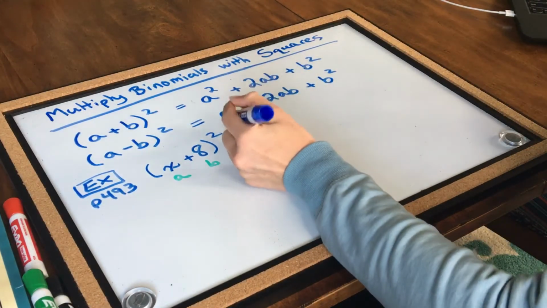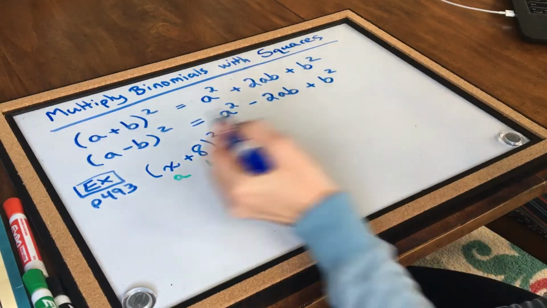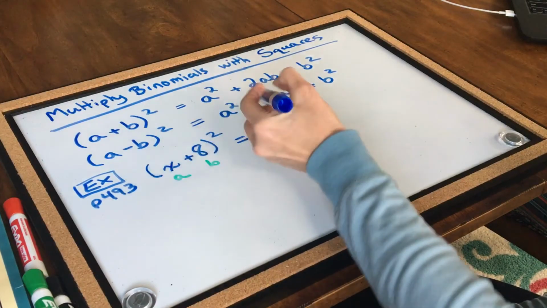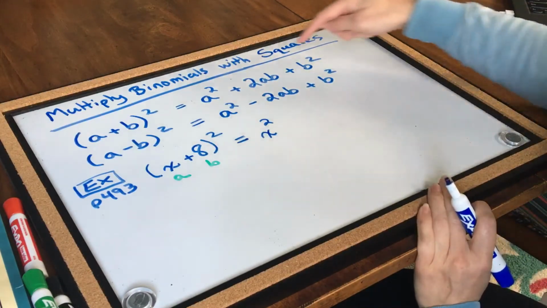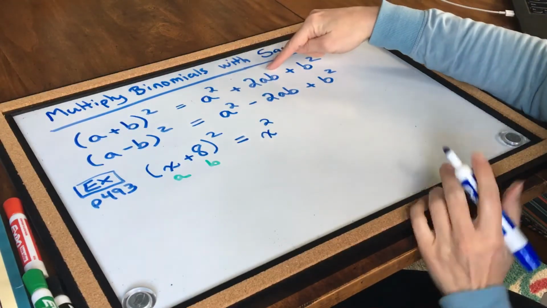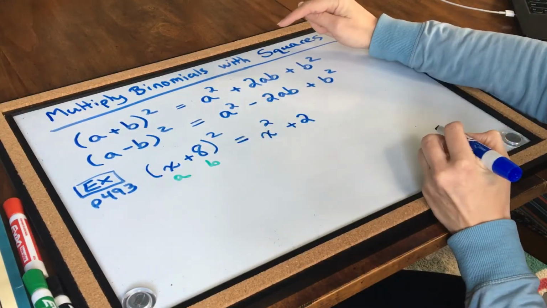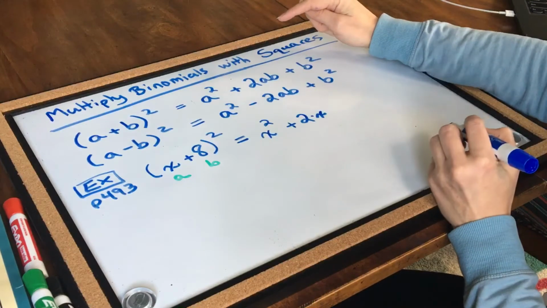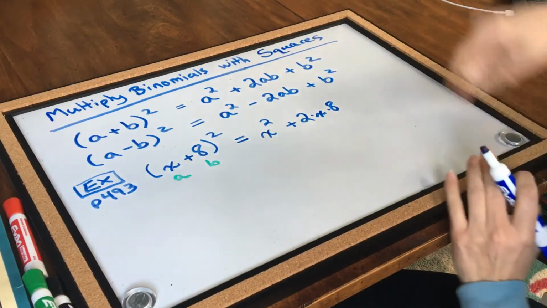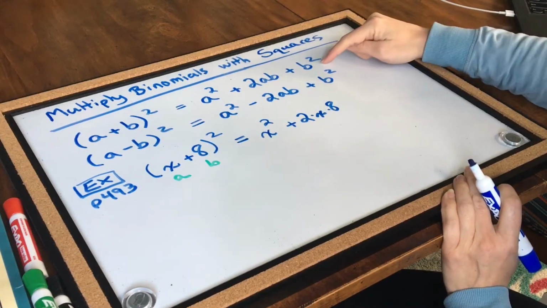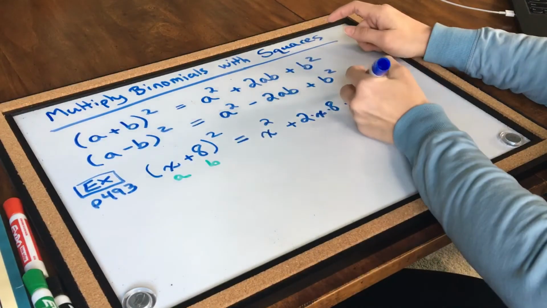All right, what would happen here is my first term is a squared, so if x is in that spot, this would be x squared. My next term says plus 2 times a times b, so that would be plus 2 times x times 8. And then my last term would be b squared, so that would be plus 8 squared since 8 is in that position.